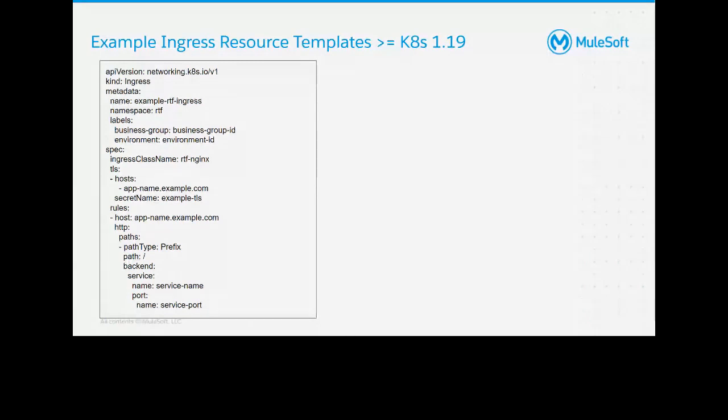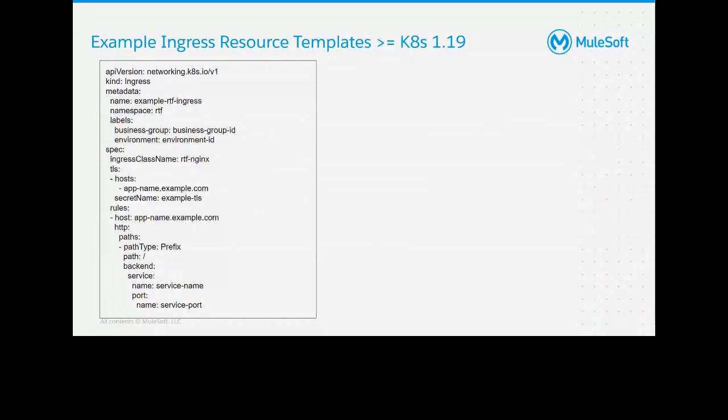And now that you have your Ingress resources created, the Ingress controller will know how to route the traffic for your Mule application. So it's very easy because you don't have to manually create the Ingress resources. Whatever configurations you need, specify them in the Ingress resource template and apply it at the cluster level.